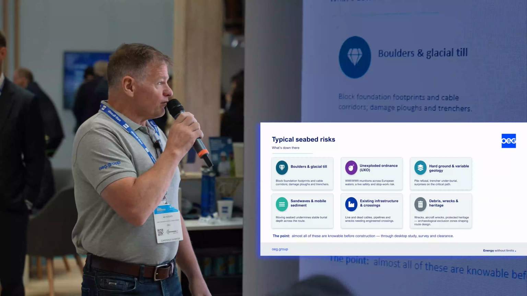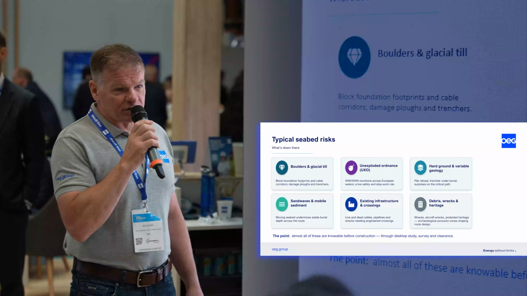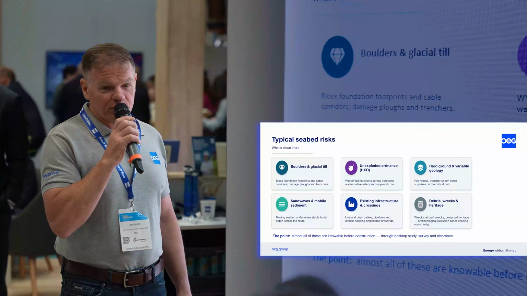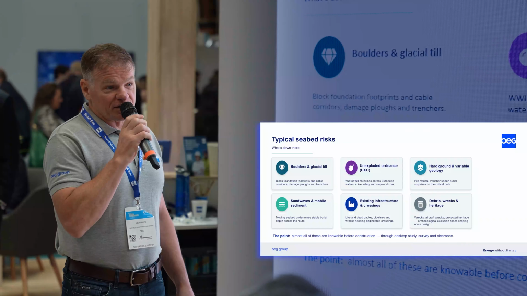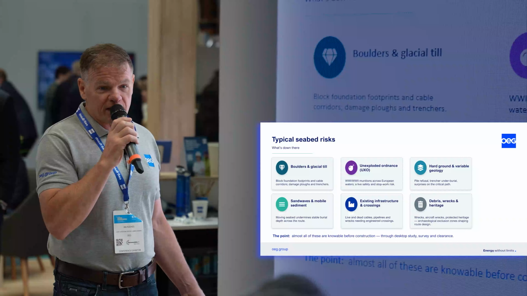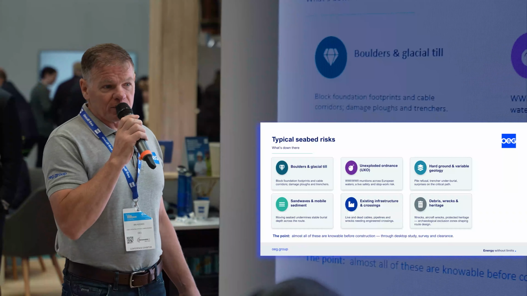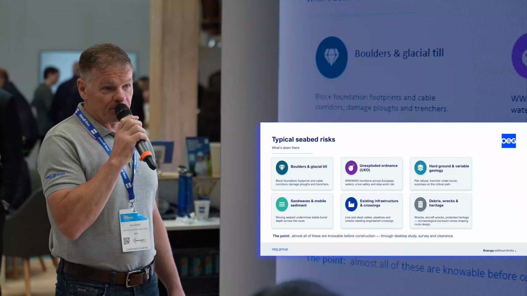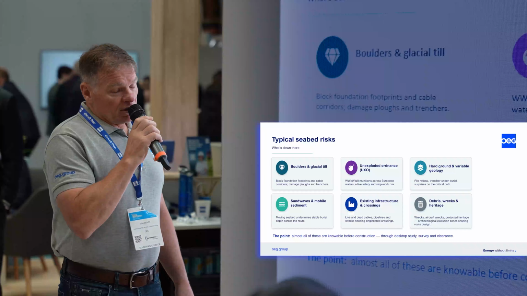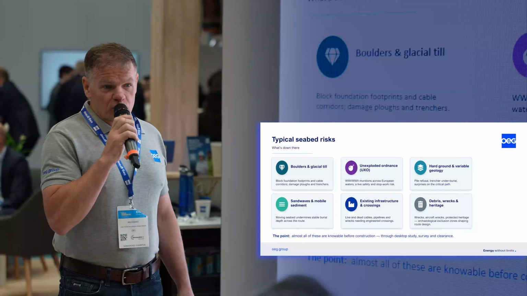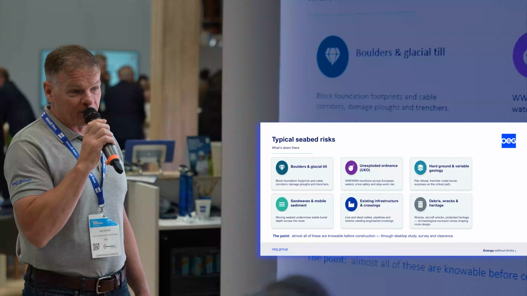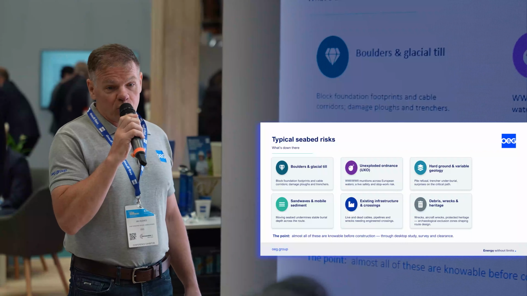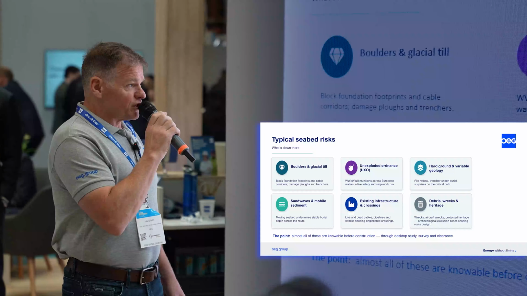Typical seabed risks: obviously you've got the boulders and the glacial till. Glacial till exists across most of the UK sites. The way the UK seabed is formed is actually glacial till, and it's more prevalent in certain areas, where we have a sandy seabed or actually hard rock. Due to the First World War, Second World War, and historical ranges on site, we have a huge amount of historical debris of wartime remnants, which is the UXO.